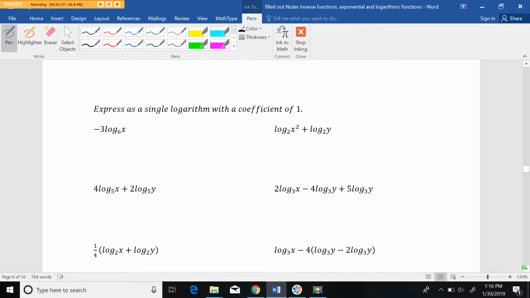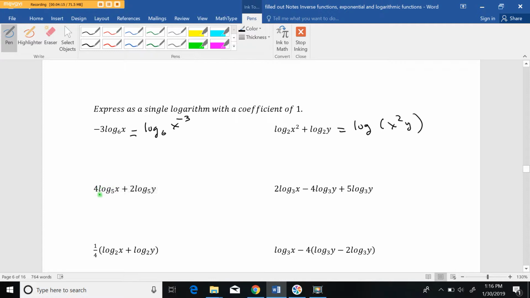All right, express as a single logarithm with a coefficient of 1. So this animal right here, here's a power out in front, applying that power rule. This we can write as log base 6 of x to the minus 3rd. So single logarithm with a coefficient of 1, done. Okay, this guy. The log of a product is the sum of the logs. So this is equal to, right, the log of x squared y.